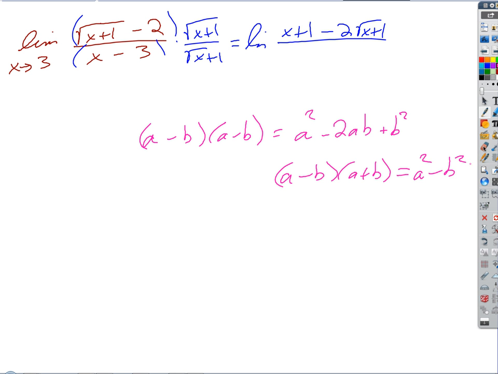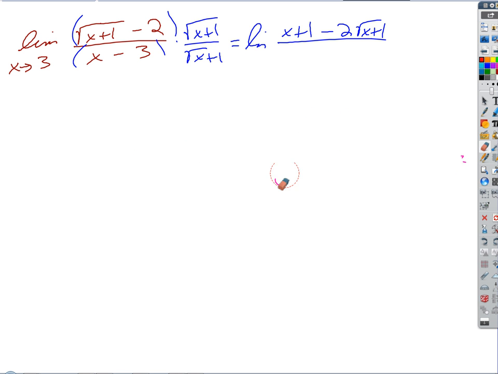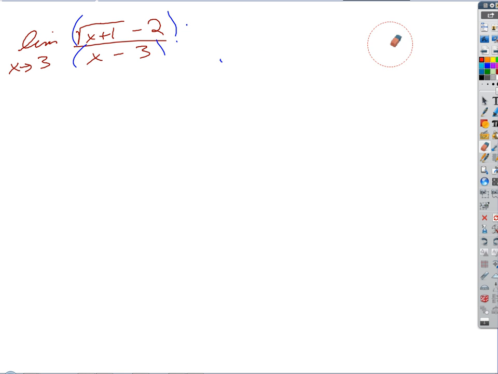Okay, so there's our strategy. When we're faced with a situation like this, we're going to multiply top and bottom by the conjugate of the factor that involves the radical that's going to 0, right? So we multiply this by square root of x plus 1 plus 2 divided by itself, so it's just 1, right?